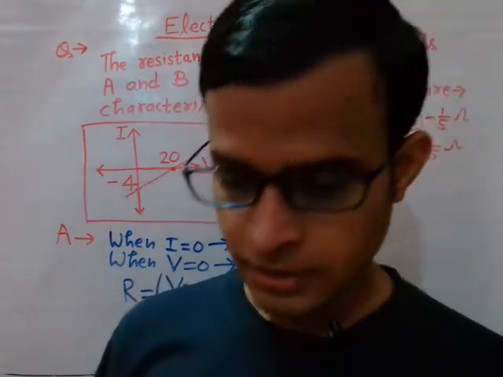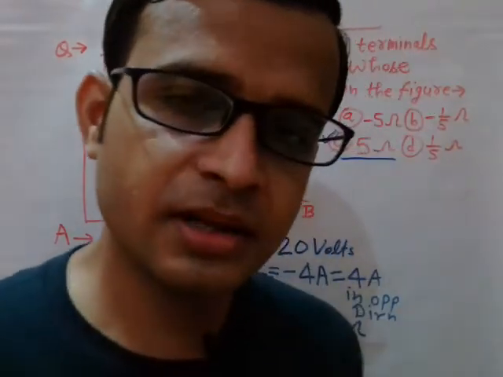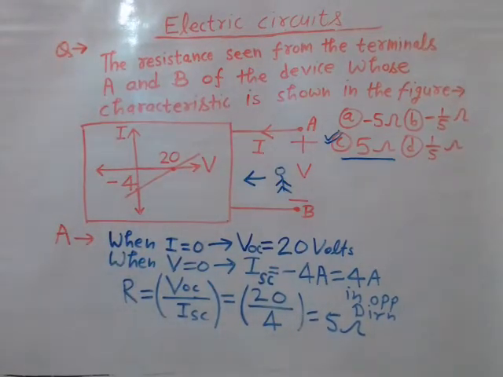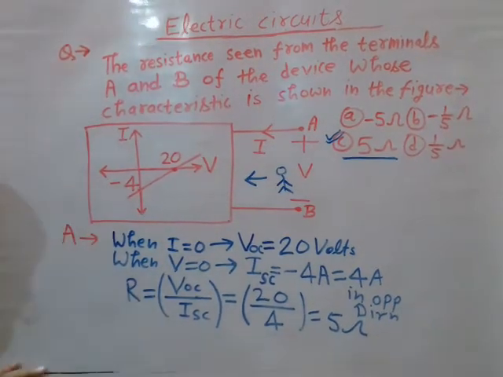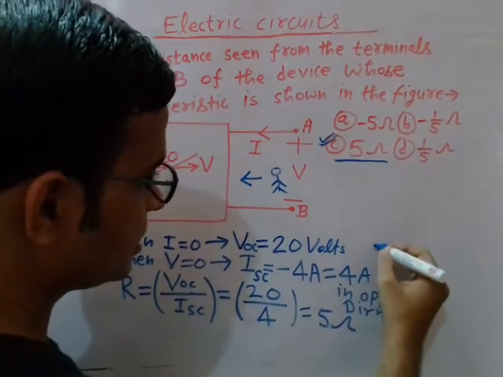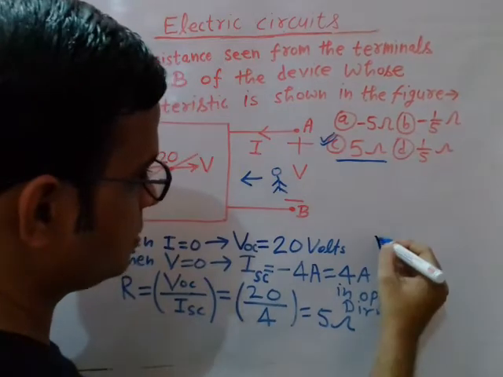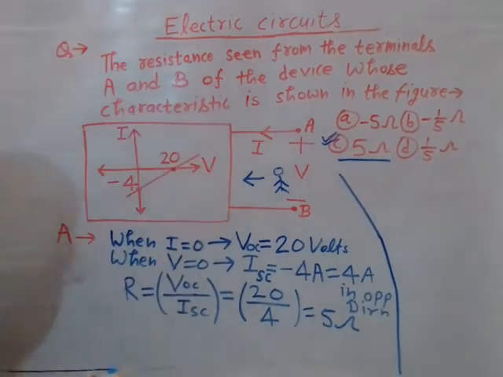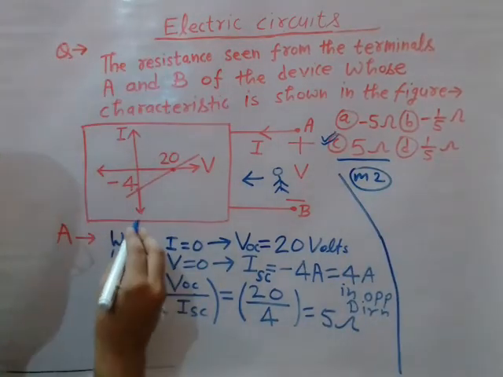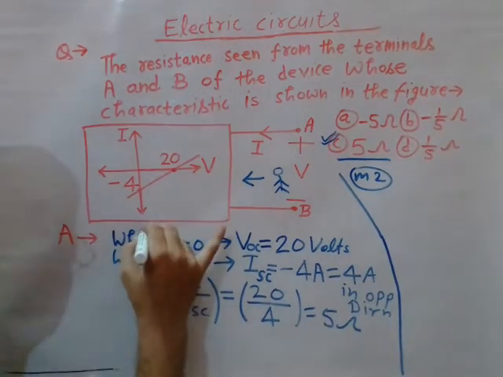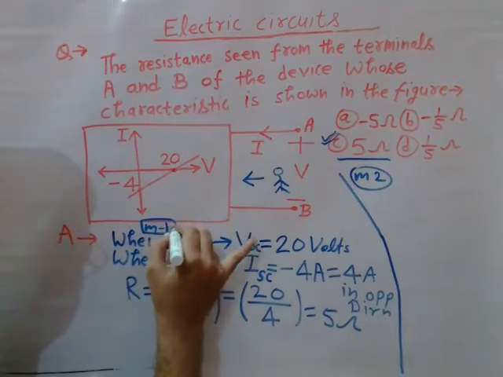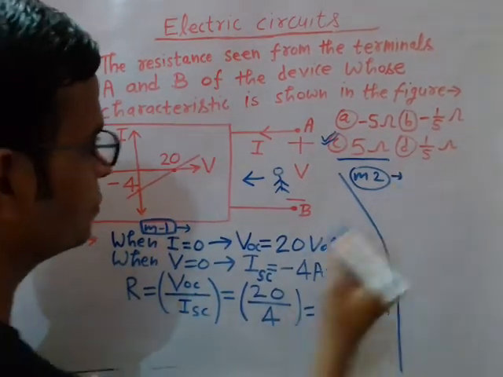All right. So there is another method by which you can solve this question. What is that other method? So another method is method number 2. Suppose this is method number 1 and this is method number 2.